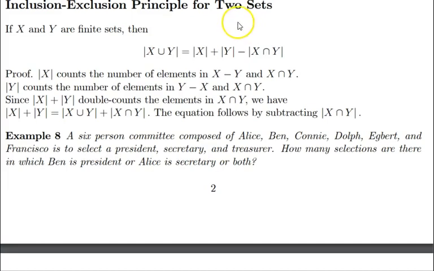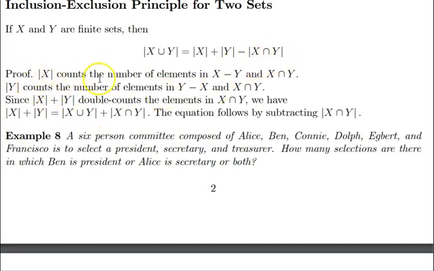Inclusion-exclusion principle for 2 sets. If x and y are finite sets, then the cardinality of the union of x and y is equal to the cardinality of x plus the cardinality of y minus the cardinality of the intersection of x and y.